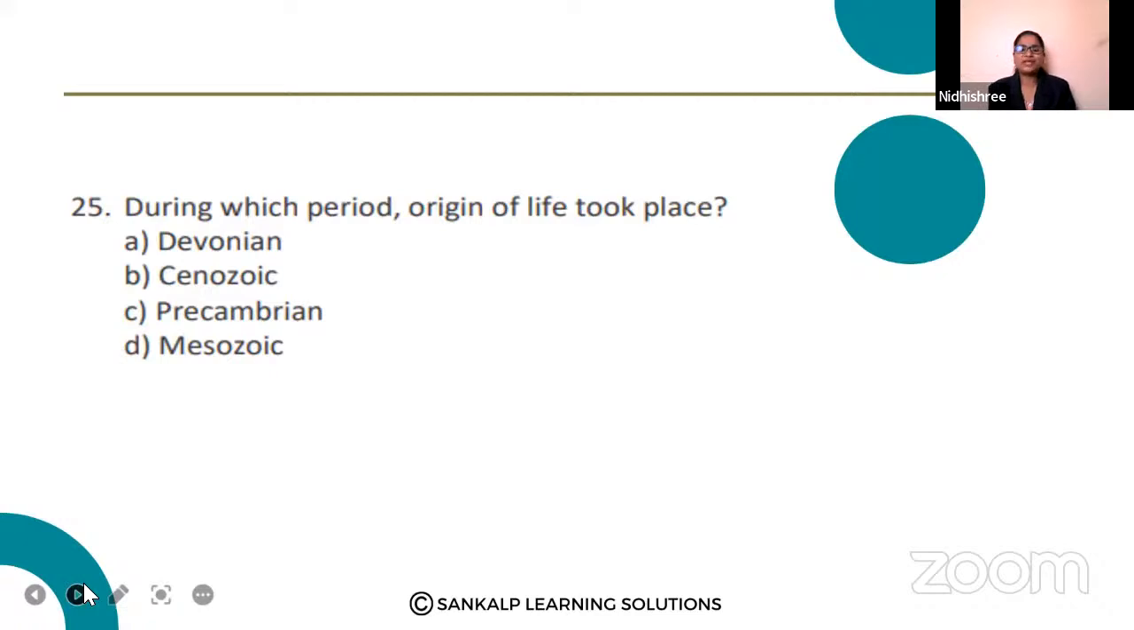Great. During which period did the origin of life take place? Option A, Devonian. Option B, Cenozoic. Option C, Precambrian. Option D, Mesozoic. During which period? Lohit, option C, good. Very quick response. Harshita, Kanchana Raj, Vidya, option C. Nuhu Sayyed, option C. Saundarya, option C. Lakshmi, option B. Kumar, Supriya, Madhumita, Prema, Deepti.